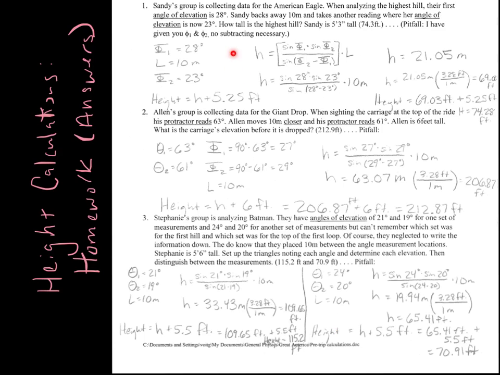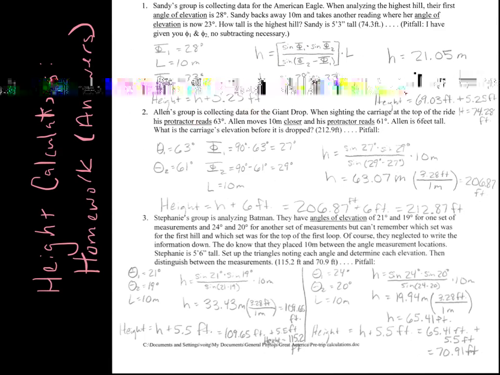And remember, when you find your height, you're taking your H value, and then you add on your eyeball height. So to find your overall height, you take your H value, whatever you solve using this trig function, add on your eyeball height, and that's how you get your overall height.